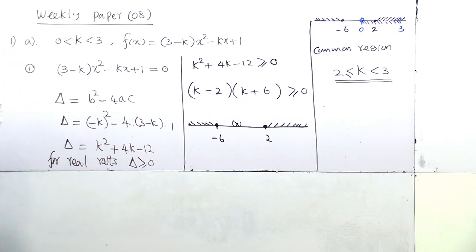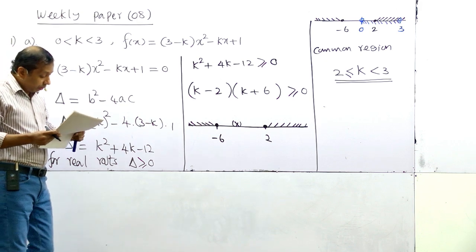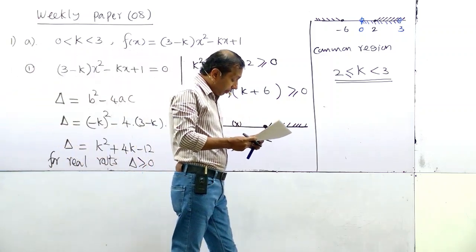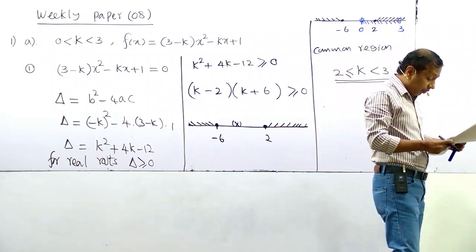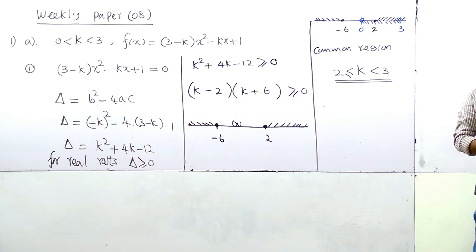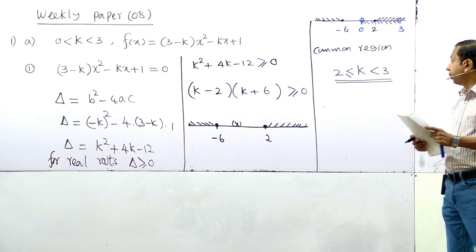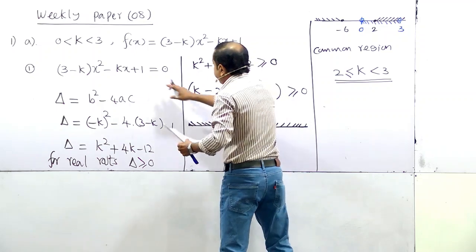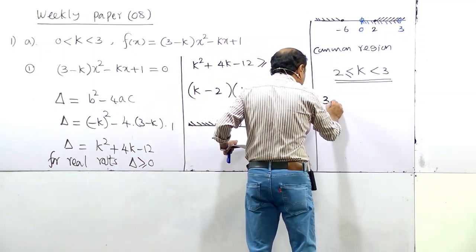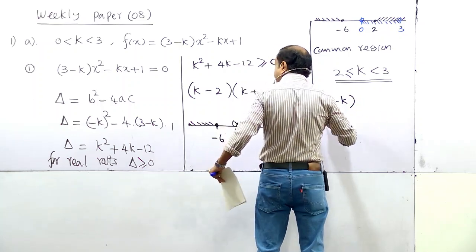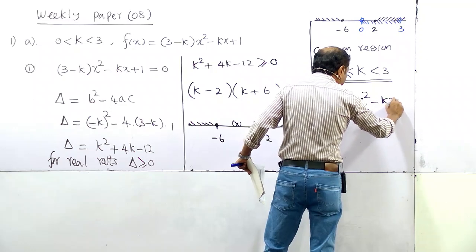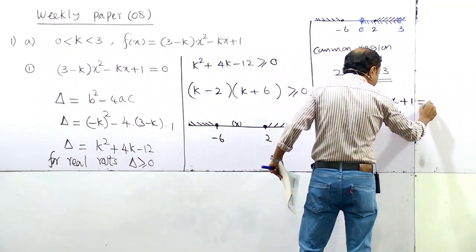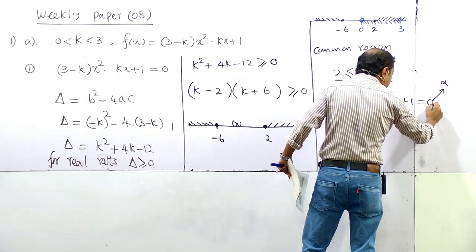Second one asking, let the roots of f(x) equals 0 be alpha and beta. Write down alpha plus beta and alpha beta in terms of k. Show that when alpha and beta are real, then both of them are positive. This is the f(x) equals 0 quadratic equation: (3 minus k)x squared minus kx plus 1 equals 0. Its roots are, one is alpha, the other one is beta.